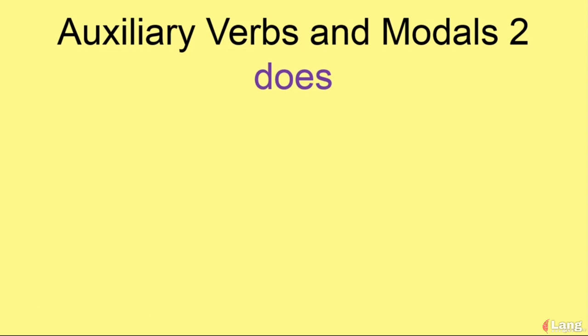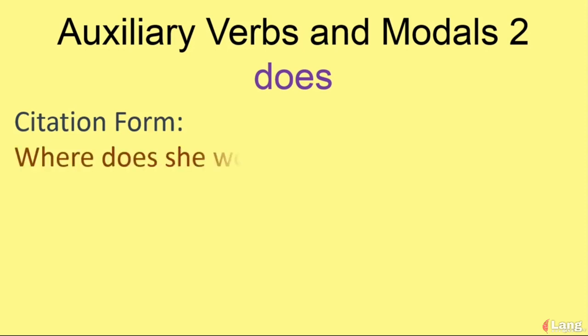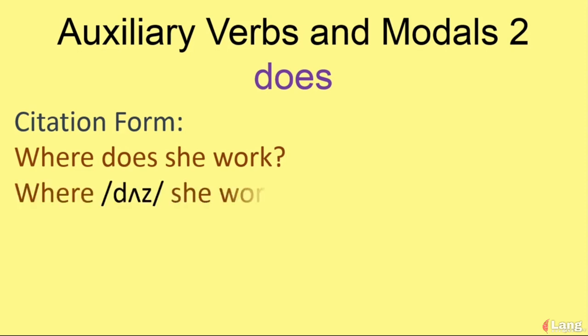Now let's look at the word does. We have a sentence. Where does she work? Okay, repeat. Where does she work? Does in IPA uses that upside down V, which sounds like the u in cup. And we have D, and Z. Does, does.